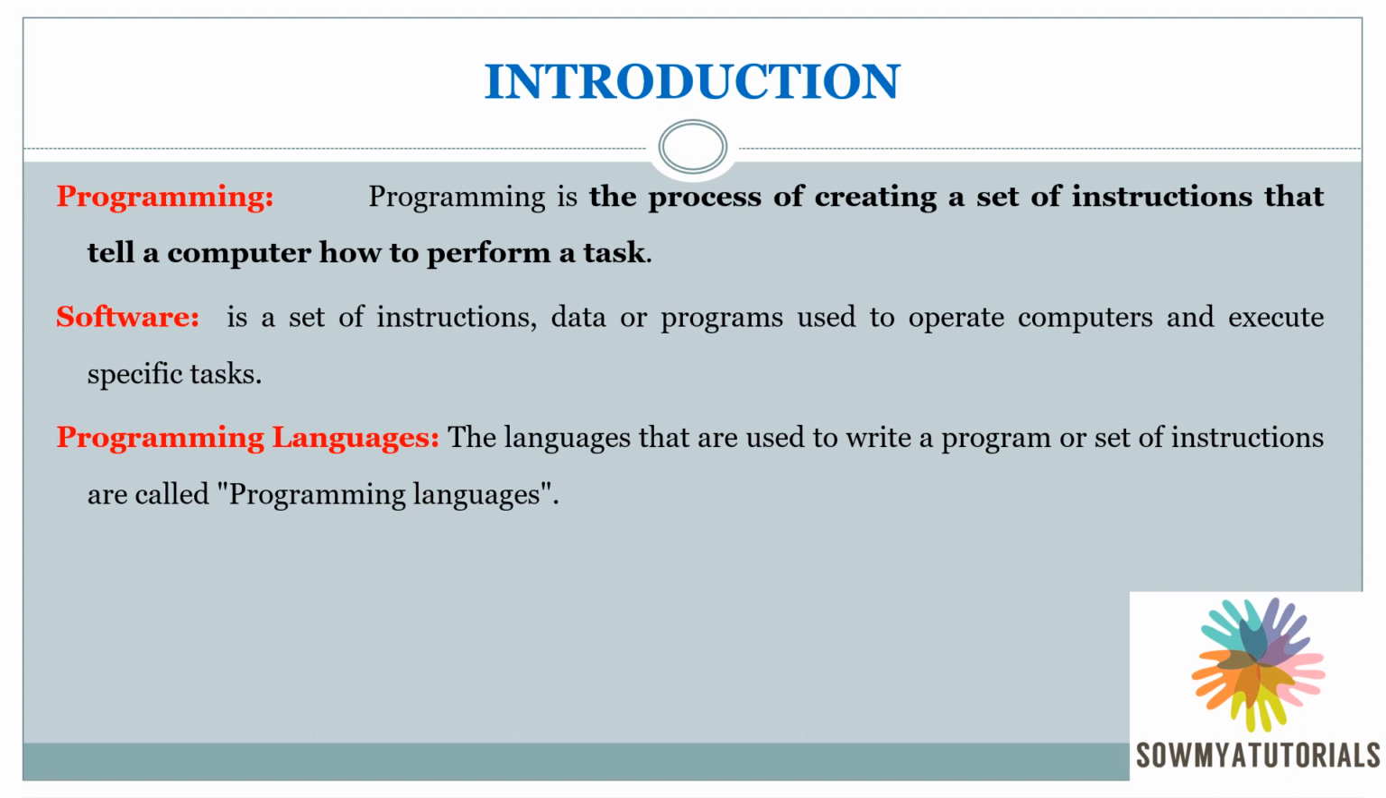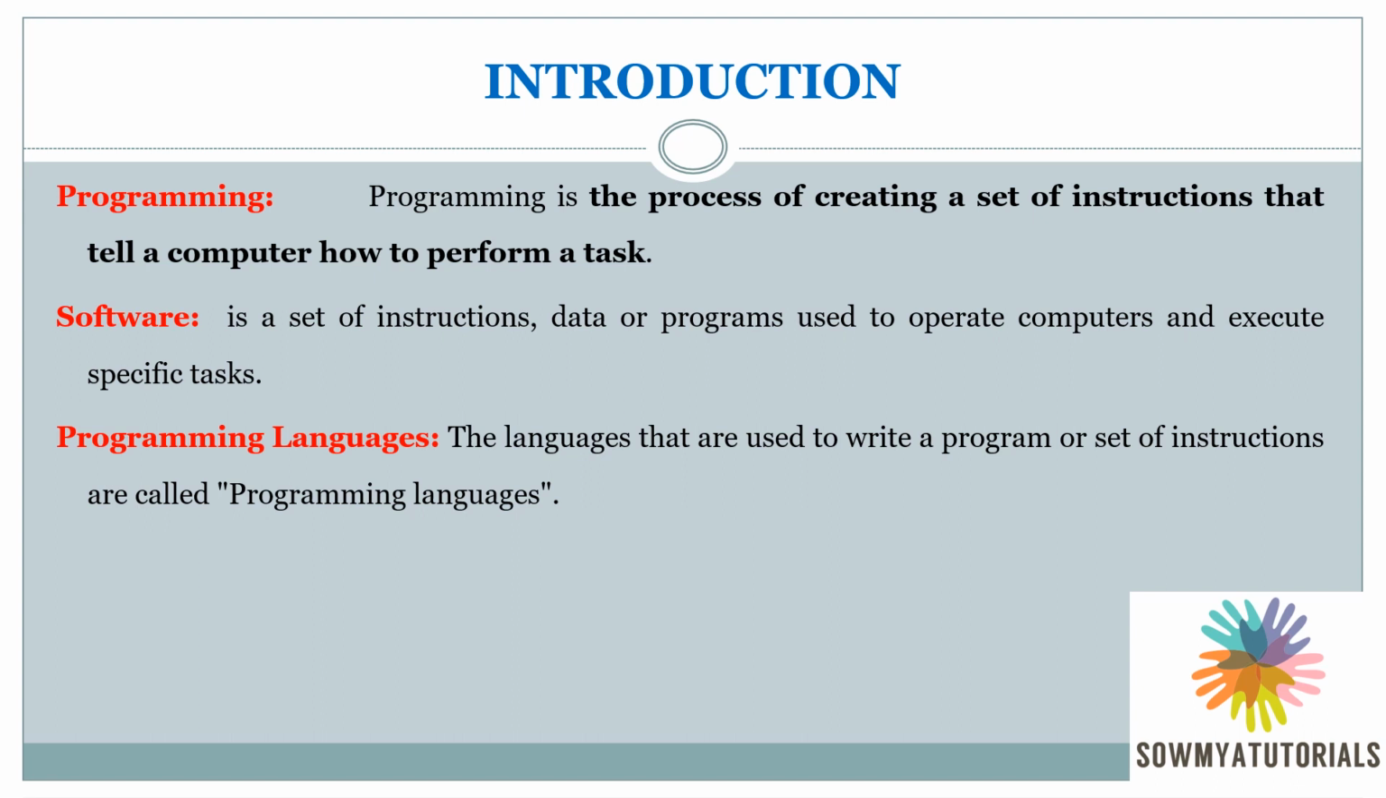Software is also a set of instructions, data, and programs used to operate computers and execute some specific task. So this is the definition of software. Simply, we can call it a set of instructions which do some specific task. This is also software. What is a programming language?